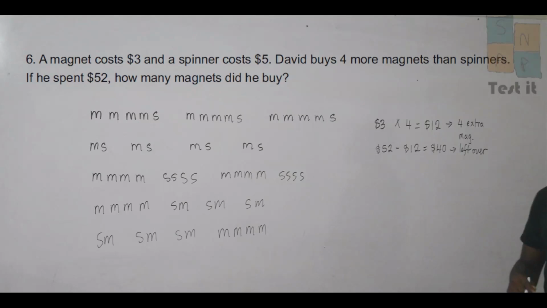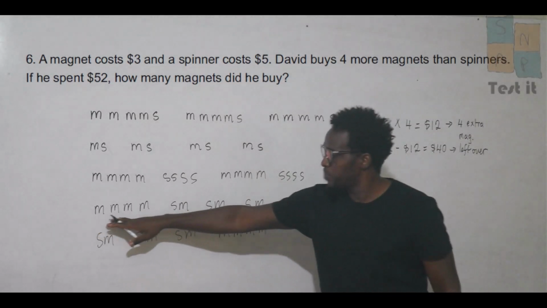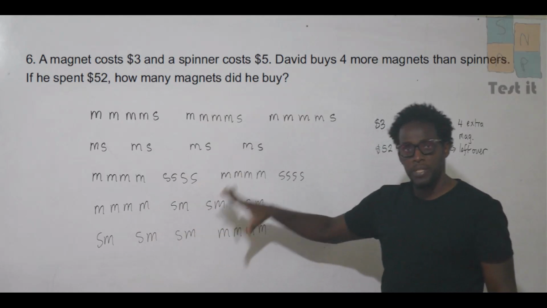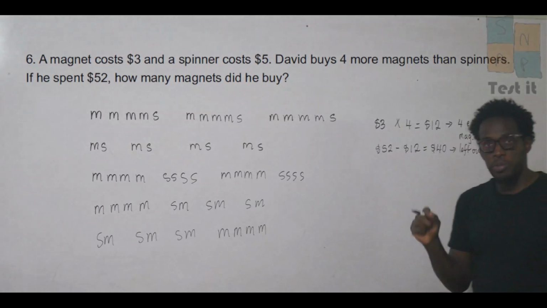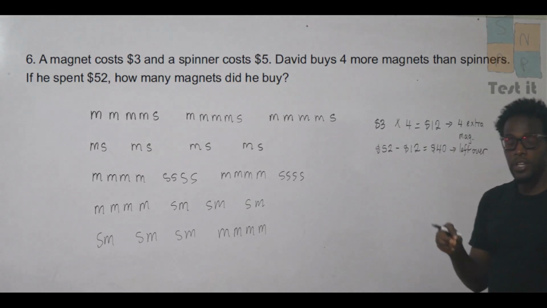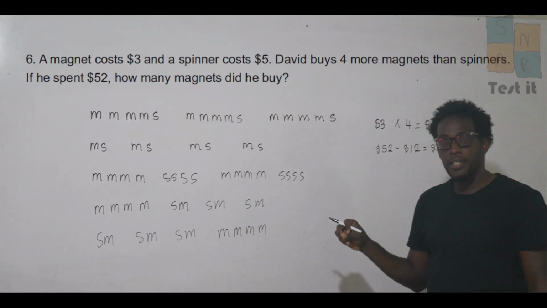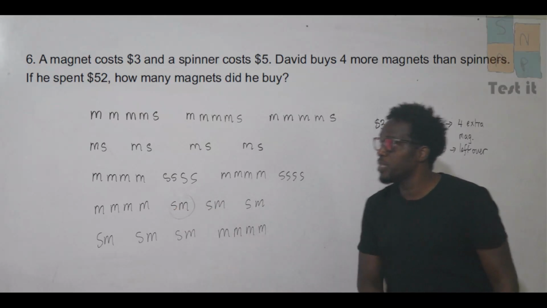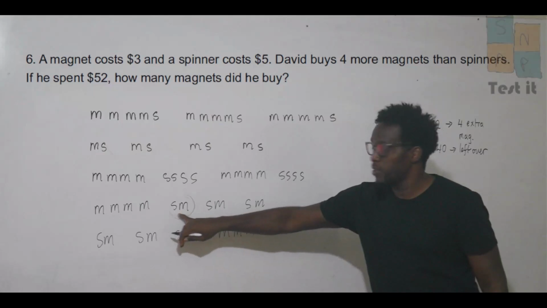What is he going to do with that? Well, based on this one, he's buying 4 magnets. The remaining money is going to be spent buying magnet and spinner groupings. To buy his magnet and spinner in equal amounts, we're going to group and recognize that he's buying a group of magnet and spinner, and that's going to be $3 plus $5, which is $8.